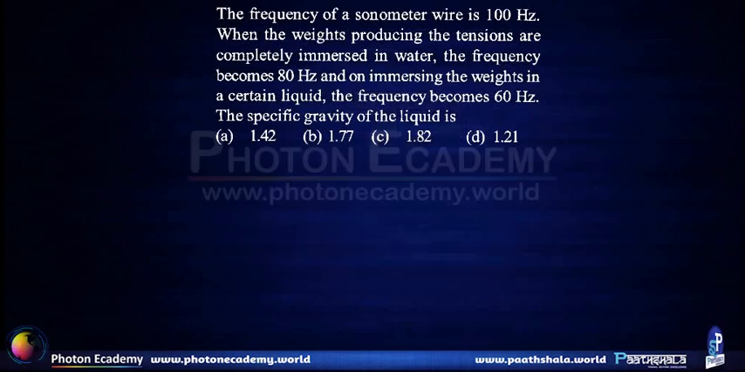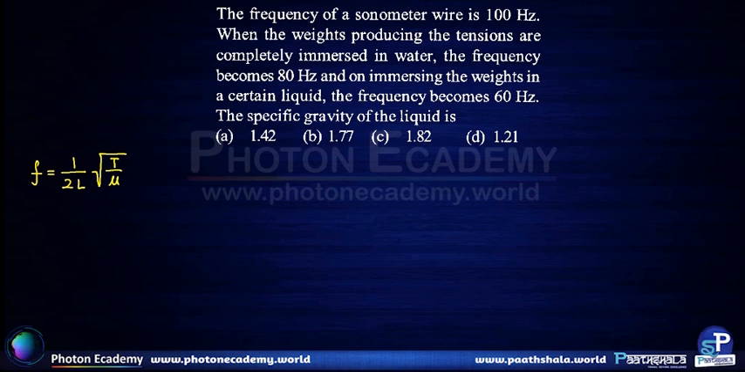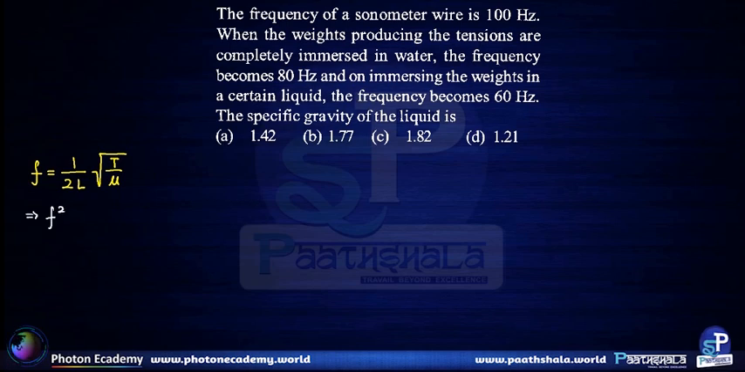So we have the frequency of a sonometer wire is 1 by 2L root T by mu, where T is the tension, mu is mass per unit length of the wire, and L is the length of the wire. Therefore, the square of the frequency is proportional to the tension in the wire. And the tension in the wire is equal to mg minus the buoyant force, which is mass of the displaced liquid into acceleration due to gravity.